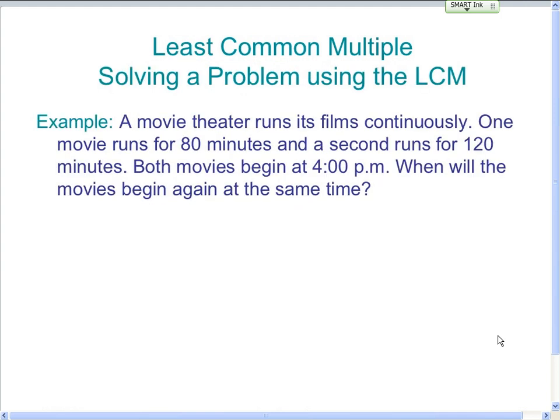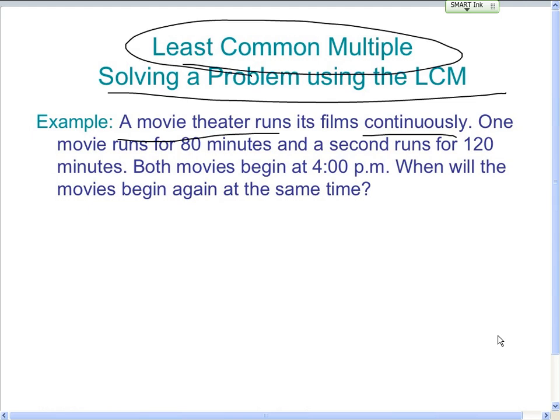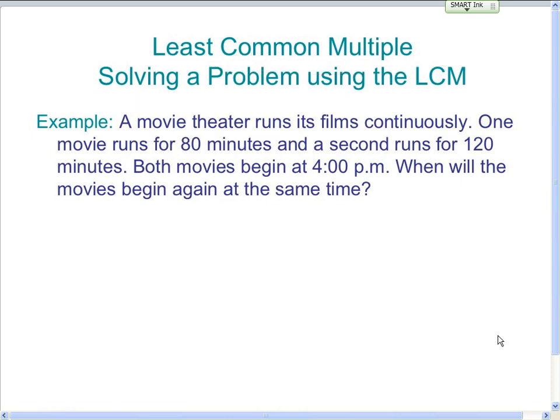All right, solving a problem using the least common multiple. This is a word problem. A movie theater runs its films continuously, and I already told you I need to use the least common multiple. One movie runs for 80 minutes and a second runs for 120 minutes. So what we need is the least common multiple for 80 and 120. Both movies begin at 4 p.m. When will the movies begin again at the same time?